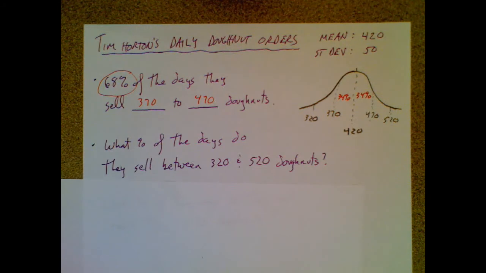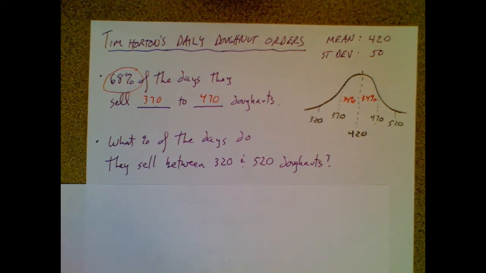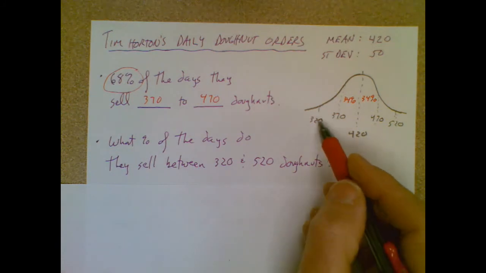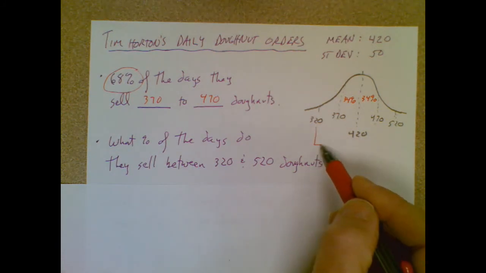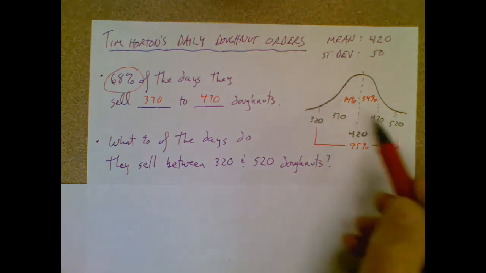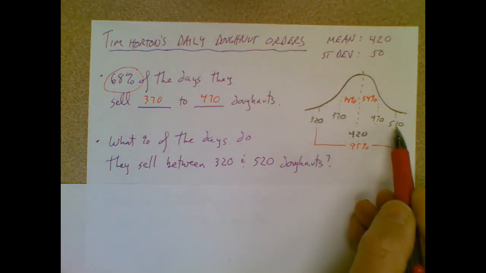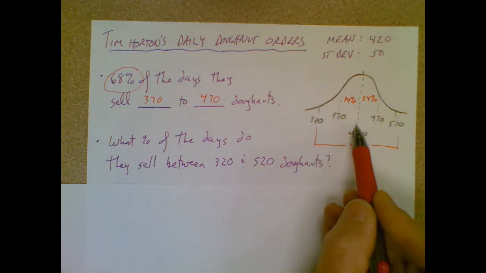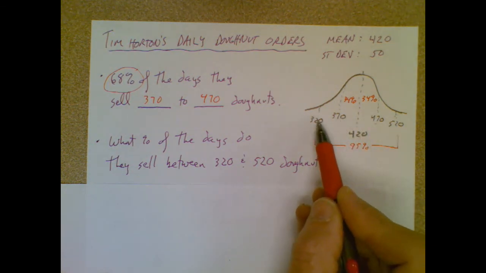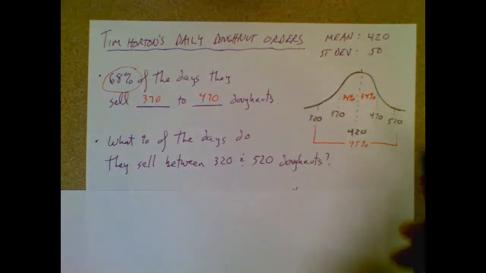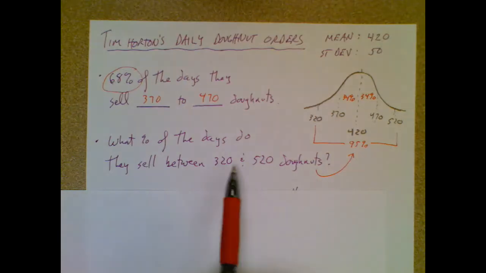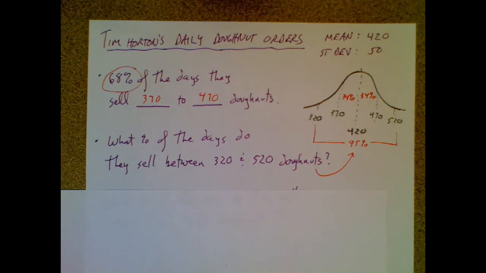We could change the question. What percent of days do they sell between 320 and 520 donuts? Well, when we built this distribution, we used the second standard deviation by adding 1 standard deviation and then another, subtracting 1 standard deviation, then another. And the short answer to this is 95% of the days they should sell somewhere between 320 and 520 donuts.